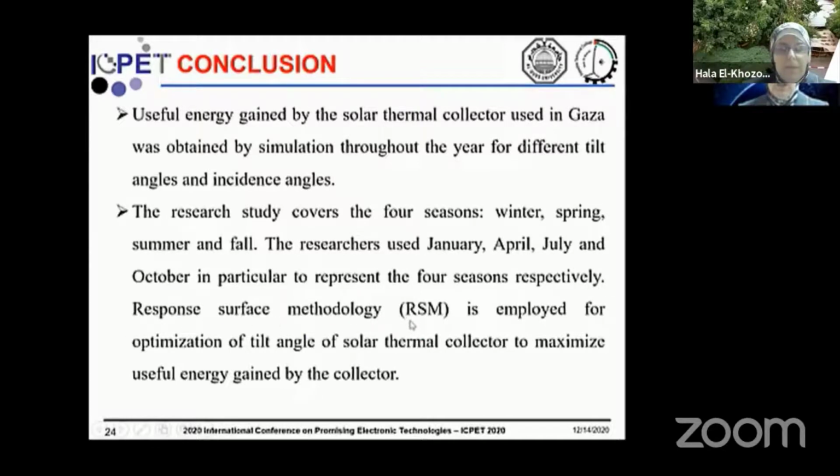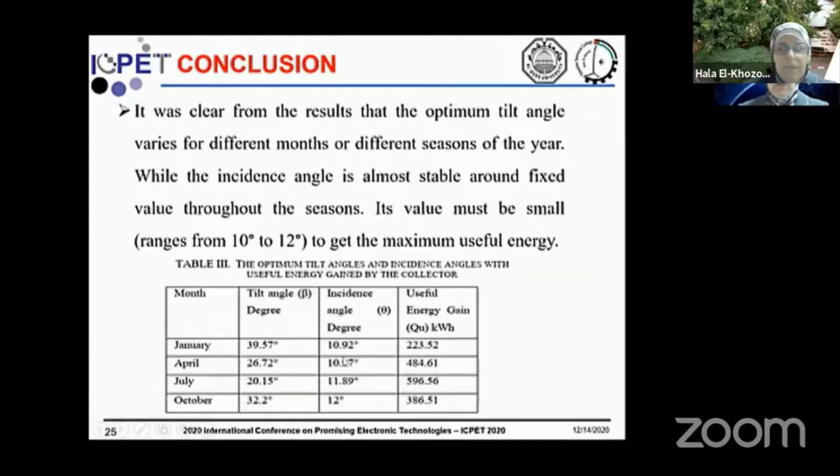Response surface methodology, RSM, is employed for optimization of the tilt angle of the solar thermal collector to maximize the useful energy gained by the collector. It was clear from the results that the optimum tilt angle varies for different months or different seasons of the year, while the incidence angle is almost stable around a fixed value through the seasons. Its value must be small, ranging from 10 to 12 degrees to get maximum useful energy, as again shown in the table: incidence angles vary from 10.92 to 12 degrees to get the most useful energy.